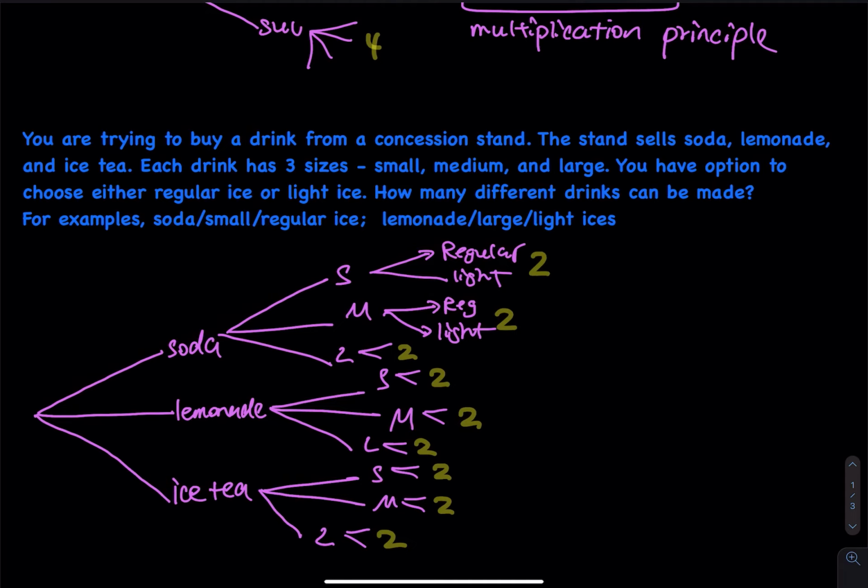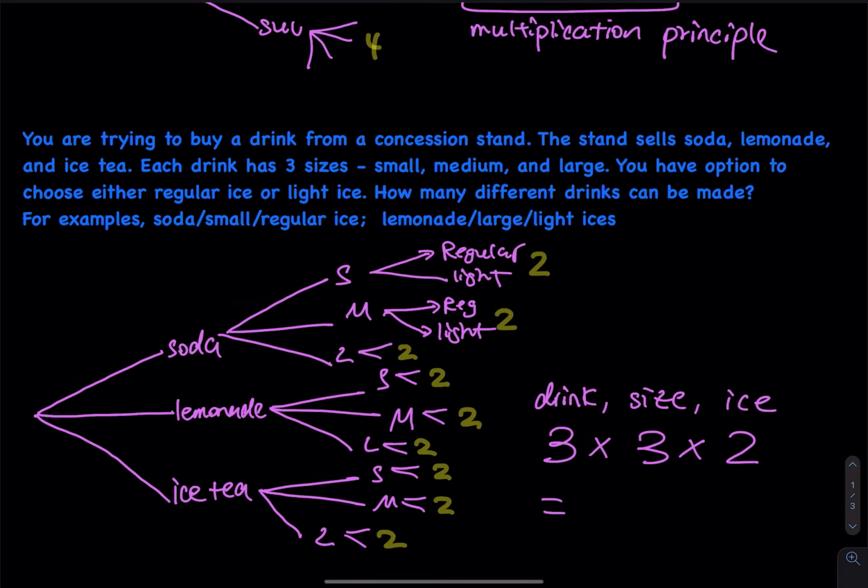So the first stage, you have to select the drink. And then the second stage, you have to select the size. And the last stage, you have to select the ice level. So the first stage, you have 3. And then the second stage, you have 3. And then the last stage, you have 2.